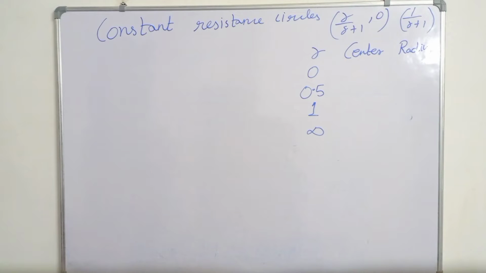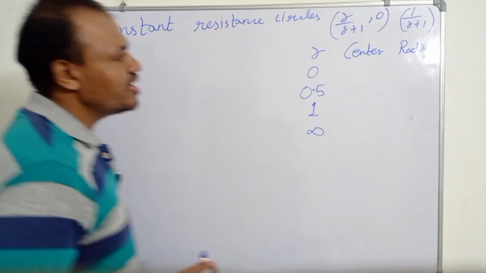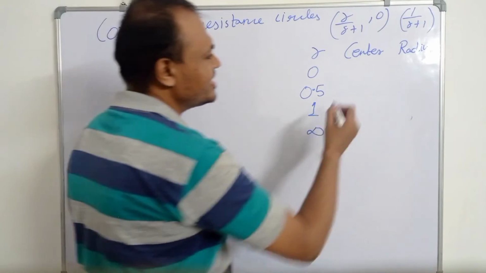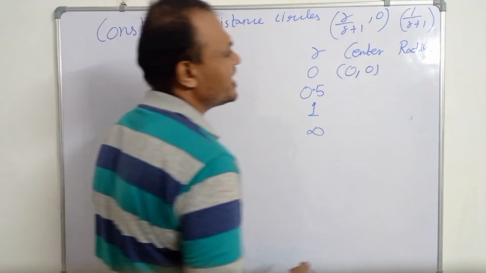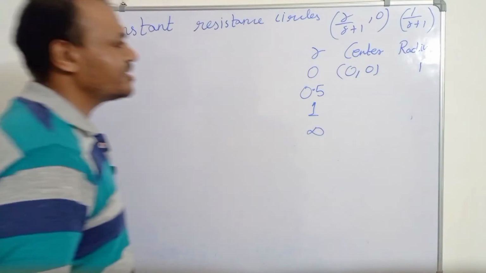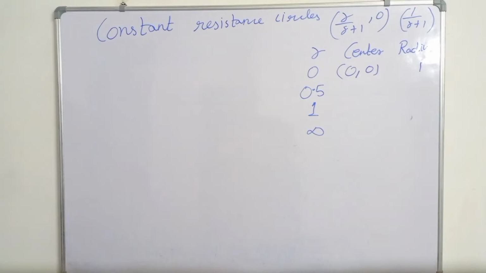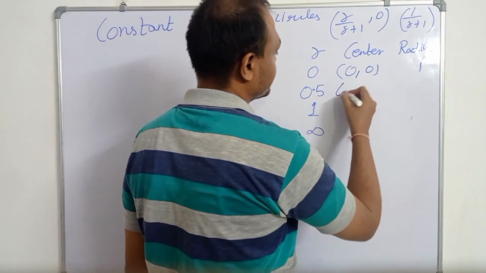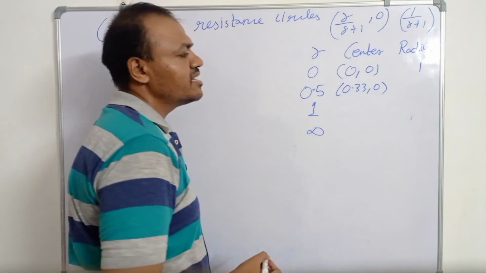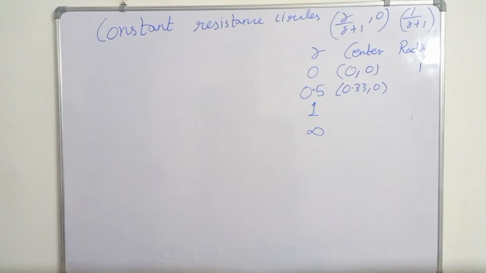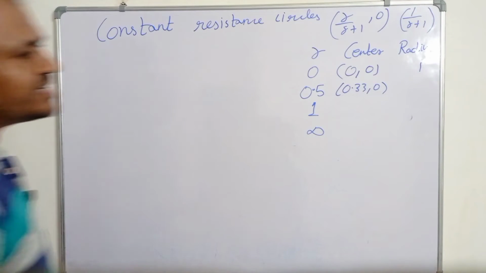So if we put r equal to 0, then the center is 0 comma 0 and the radius will be 1. For r equal to 0.5, the center is 0.33 comma 0 and the radius is 0.33. Sorry, the radius will be 0.66.